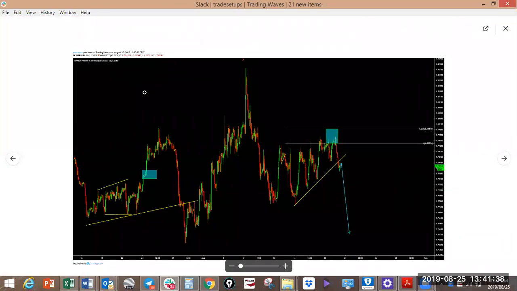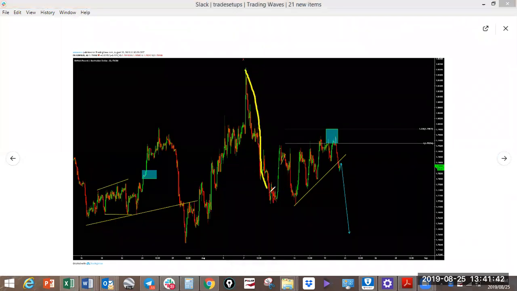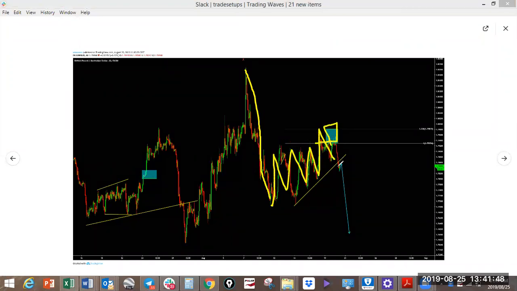Now, this is pound AUD. I was looking at this as an impulse and this whole thing as a corrective structure, and looking at this one as my blue box. But we've dropped from the blue box like that, but this has now done this. We've retested the previous high.